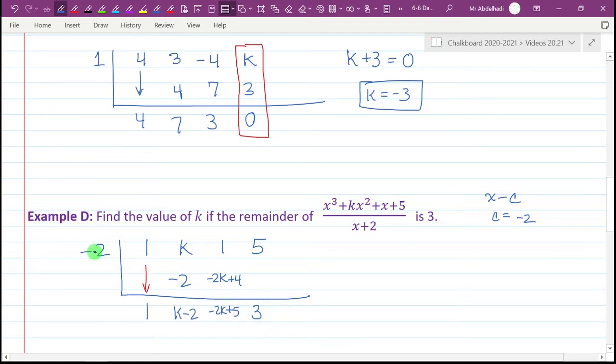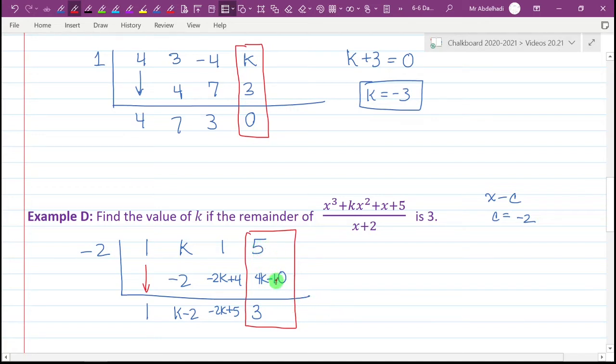And now -2 times that will become -4k minus 10. I'm sorry, +4k minus 10, because -2 and -2k, when you multiply them, becomes +4k, and -2 times -5 is -10. +5, -10. All right, so now, once again, you get to that last column, and it just creates an equation that you have to solve.